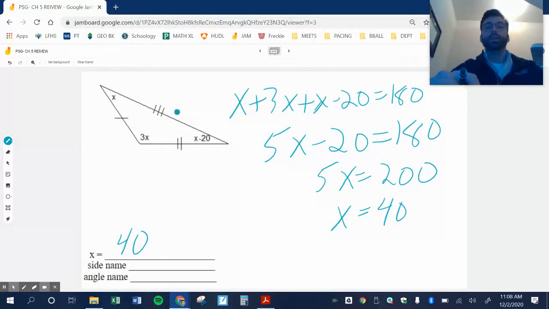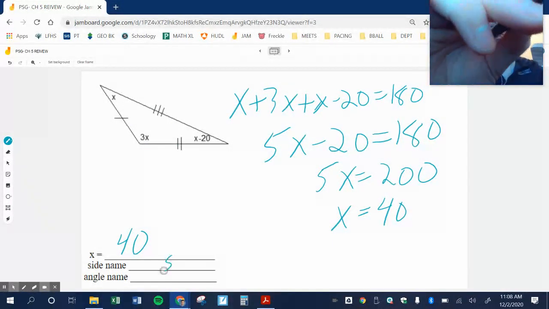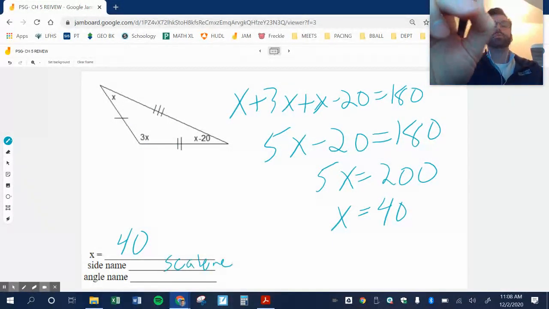By its sides, you'll see that all three sides have different tick marks. So that tells me that all three sides are not congruent, which makes it a scalene triangle.